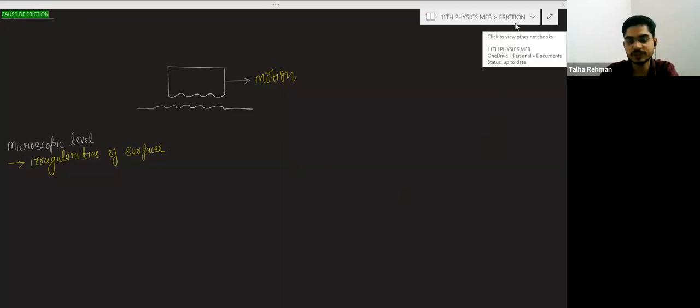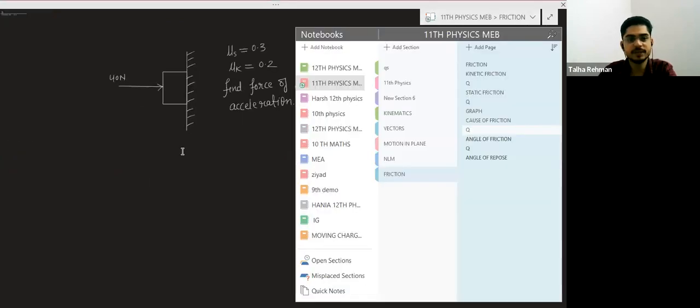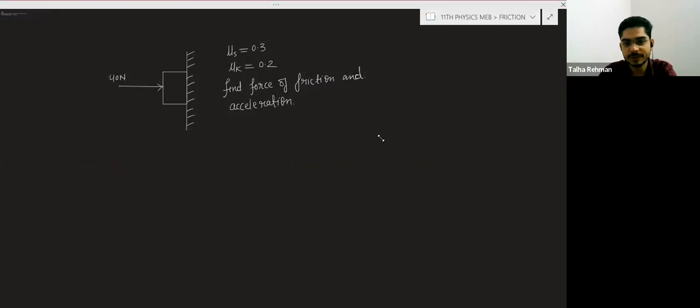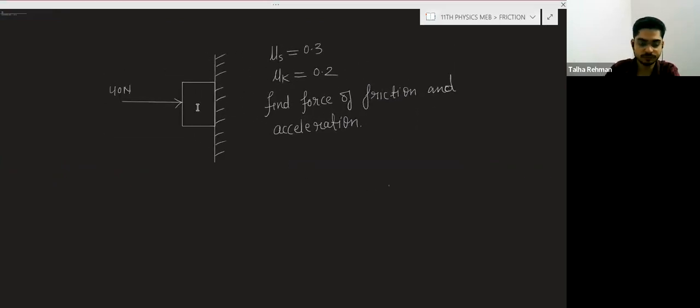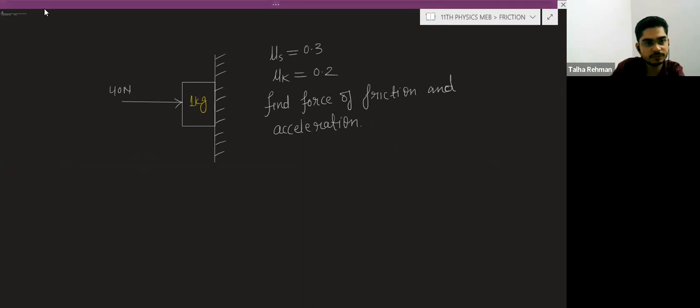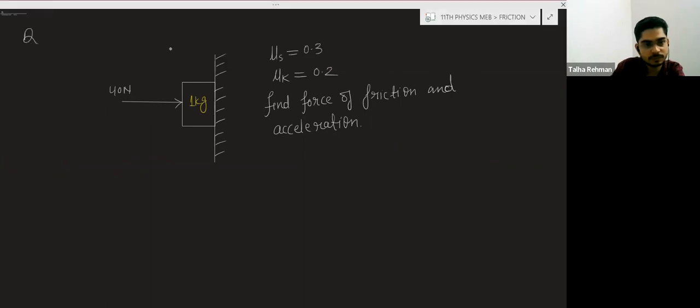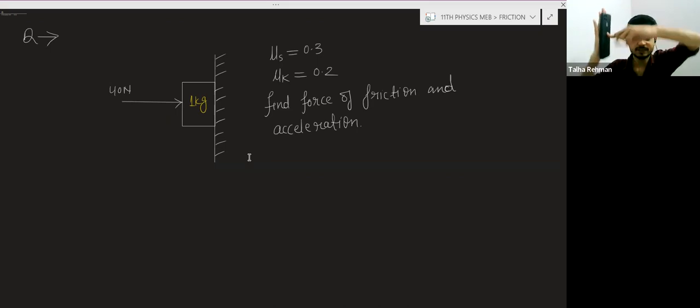So one very good question I will take. This question appeared, I think, in the NEET examination, a competitive examination. See this question. This is a block of mass 1 kg, and a 40 newton force is applied. Like you can say, this is a block and I have applied a force like this. This is a block on some surface. This is a surface. Assume my hand is a surface. This is a block and I have applied some force.